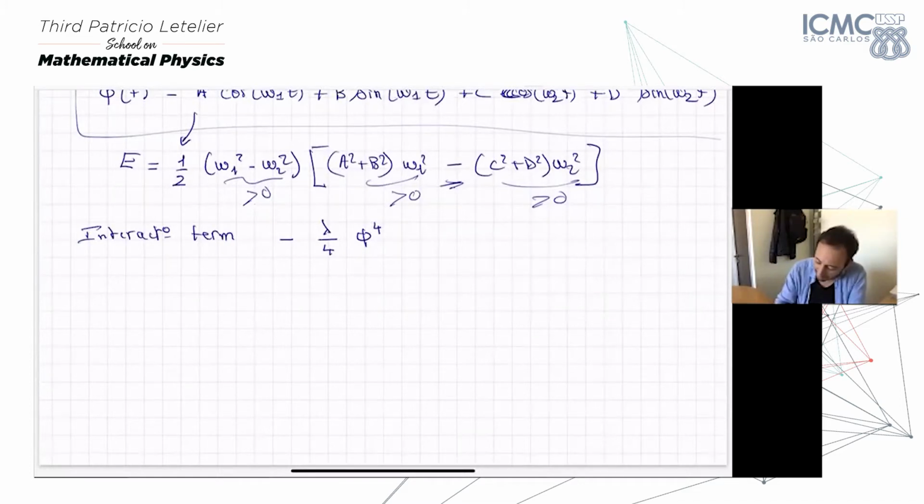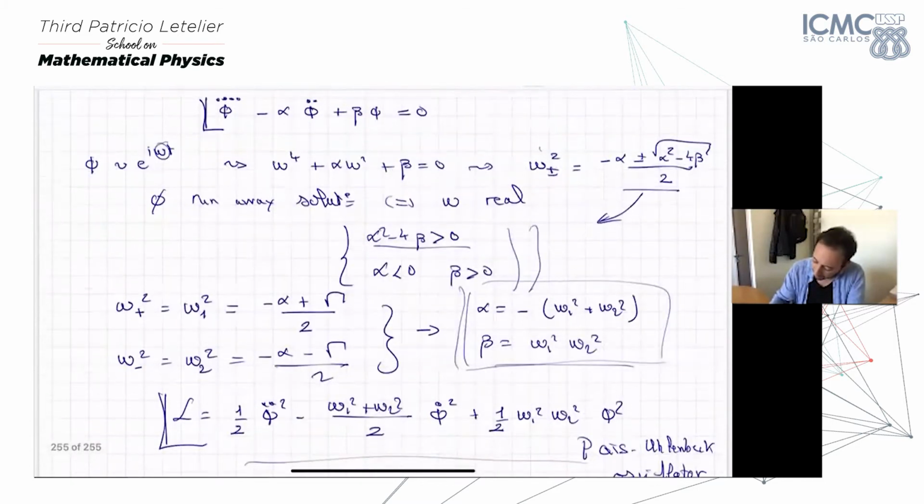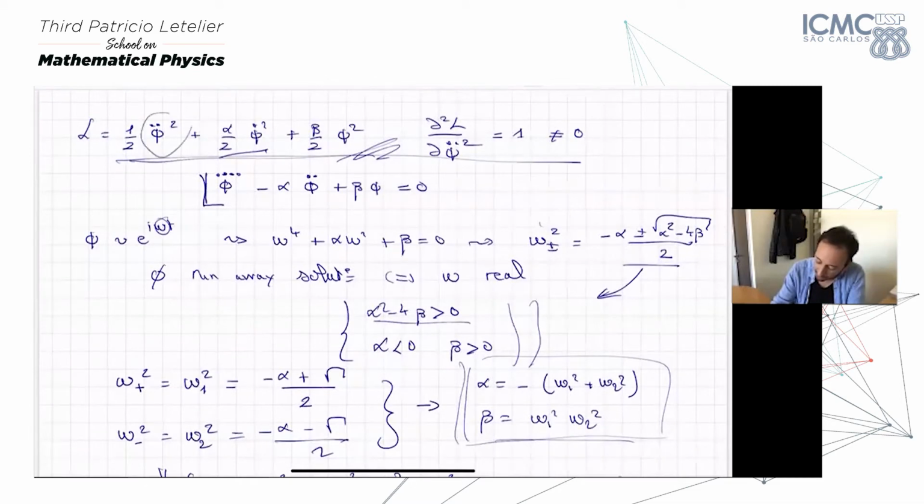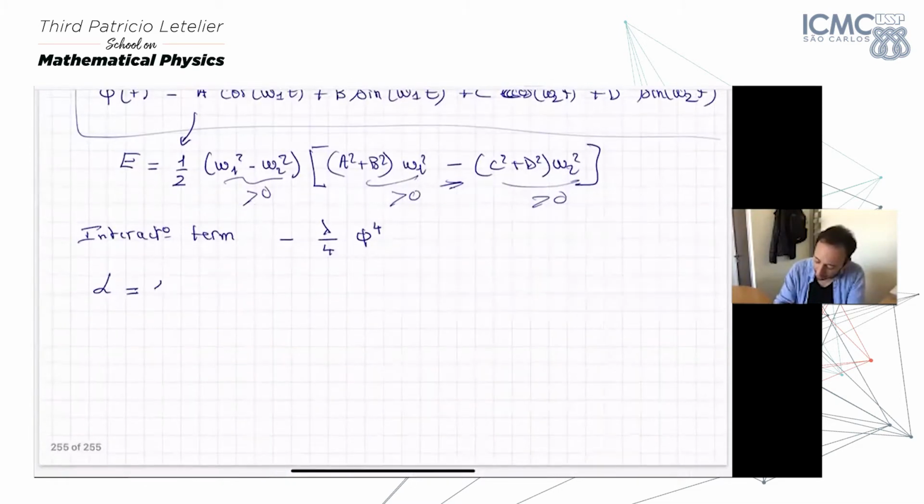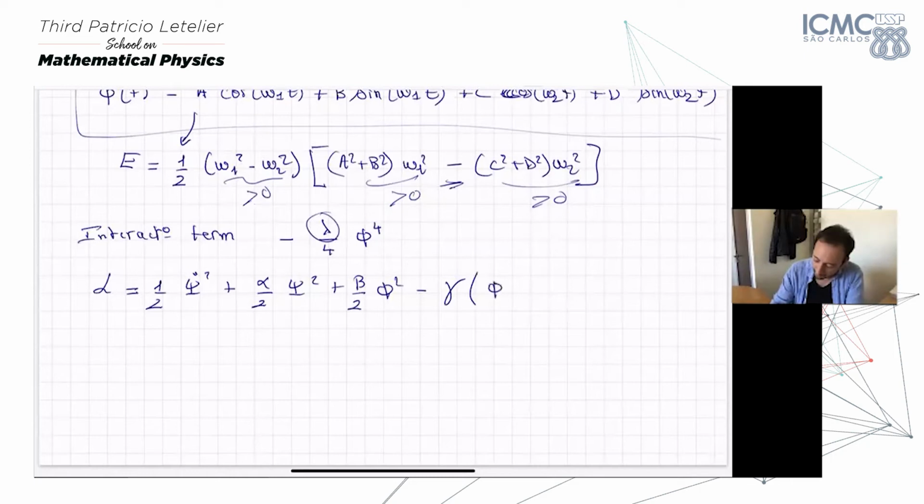Okay, so we have this Lagrangian. I'm going to use the same trick that Dirac told us. So I will replace phi dot by a psi. So I will get a Lagrangian, which is psi dot squared plus alpha over 2 psi squared plus beta over 2 phi squared minus gamma, because I already used lambda, (phi minus psi minus phi dot). Okay, so I'm just adding like a constraint. So when psi is equal to phi dot, I replace it and I'm getting the same thing.